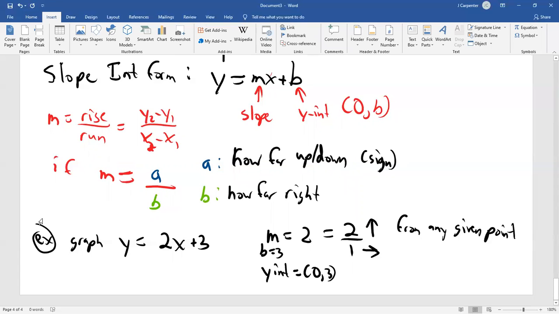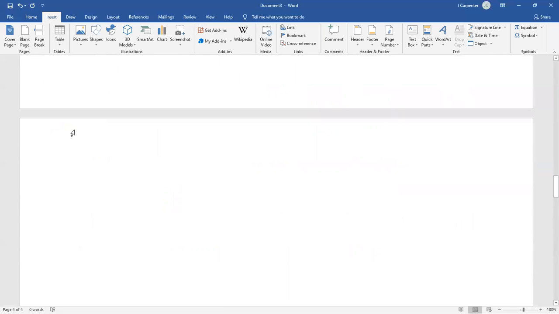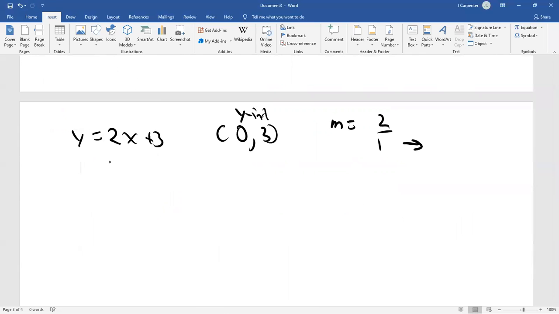So we're going to graph this, 2x plus 3. We're starting at (0, 3). And then from that point, we're going to go right 1 and up 2. So I'm just going to rewrite that information here. So y equals 2x plus 3. So we had the point (0, 3). That was our y-intercept. And the slope was 2 over 1. So we go right 1 and up 2.